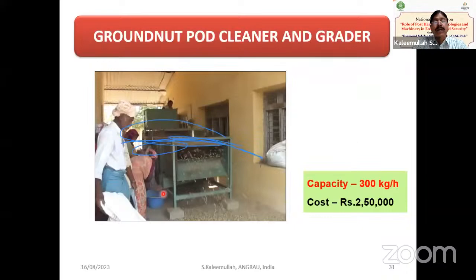Now this is a groundnut pod cleaner cum grader. When the farmer is using threshers, naturally along with the groundnut pods, there is every chance of a lot of soil particles or dried leaves. All these things will come, and when he wants to sell it, he has to sell clean produce, and that's why this type of groundnut pod cleaner cum grader can be used. Its cost is 2.5 lakh rupees, and its capacity is 300 kg per hour.